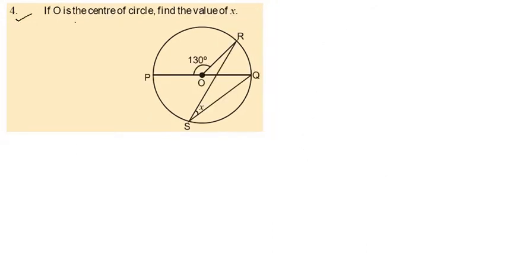Now come to the fourth question. O is the center of the circle. Find the value of X. We have to find X. So how can we find it? Suppose this one angle is Z, or Y you can say.